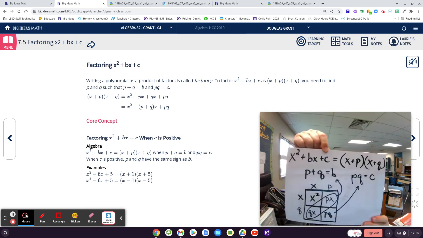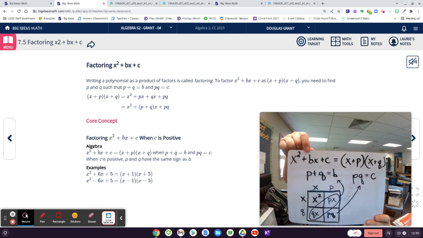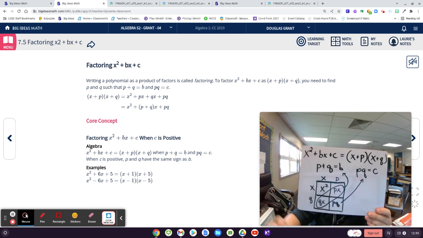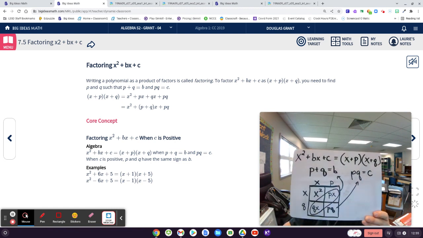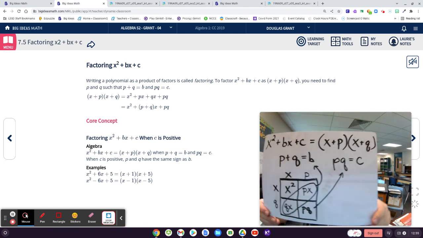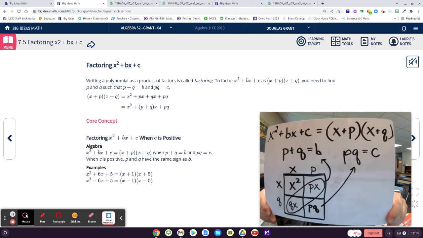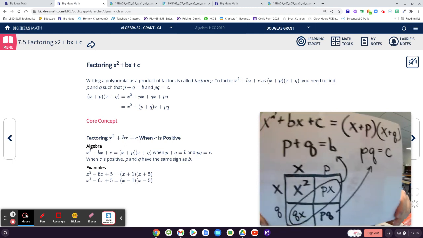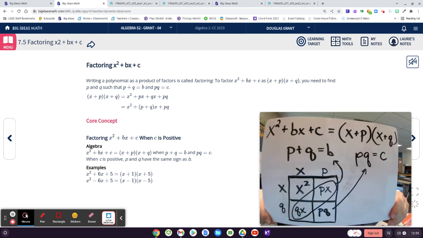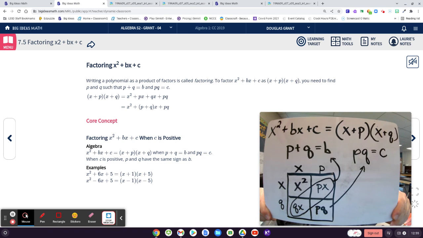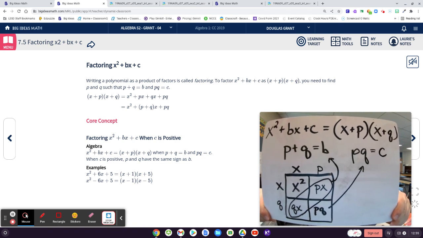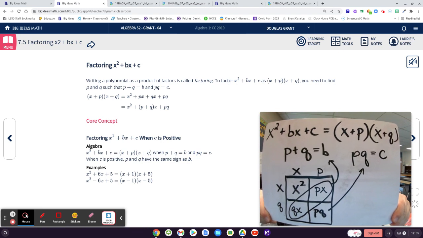And then the B term, this coefficient. Remember, when we do the area model, it comes from adding those two terms together. So that's why B ends up being the sum of P plus Q, and C ends up being the product of P and Q. So I suggest writing this part down and then also copying those examples on the screen. And then we'll go through how this works.